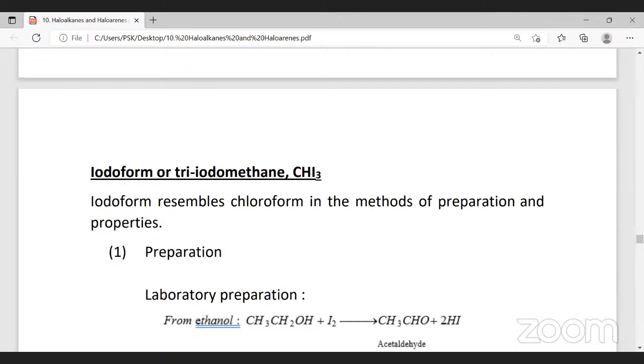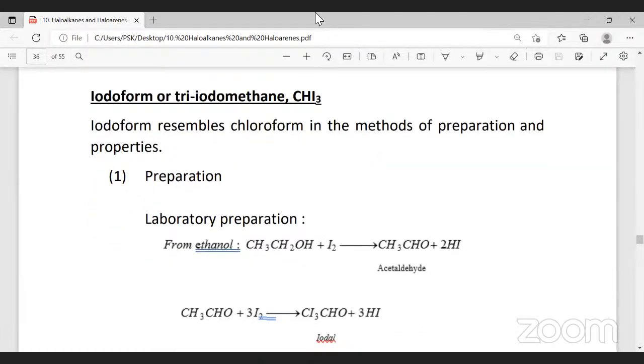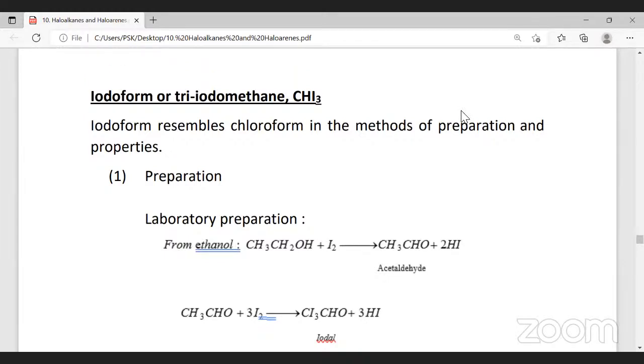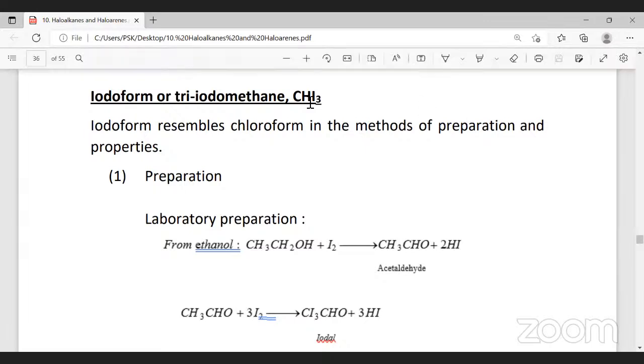So we'll rush through today. Yesterday we learned in detail the preparation and the reactions of chloroform. Iodoform is triiodomethane. Chloroform is CHCl3 and iodoform is CHI3. Iodoform resembles chloroform in the methods of preparation and properties. Now you should remember, chloroform is a liquid, iodoform is a pale yellow solid.